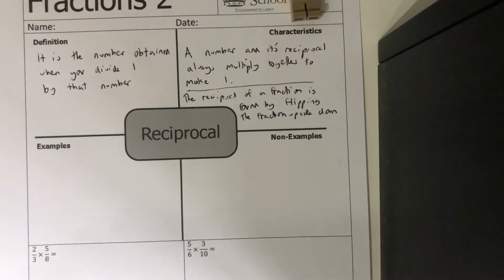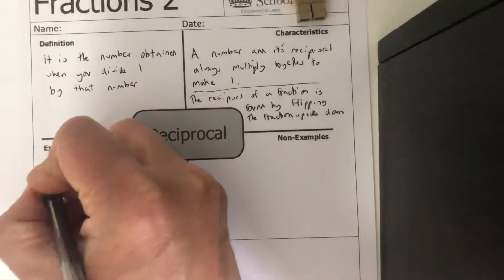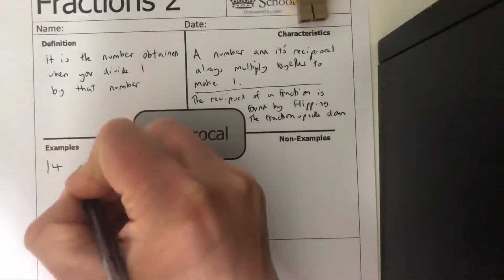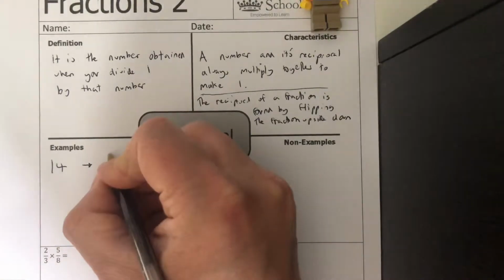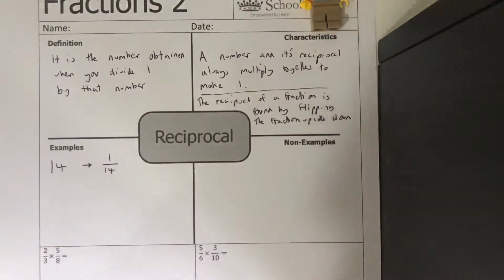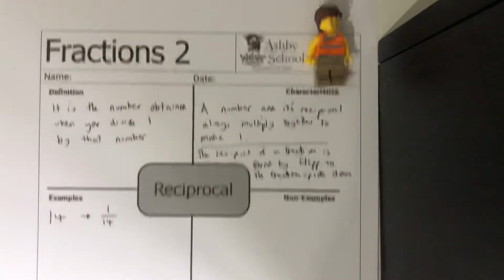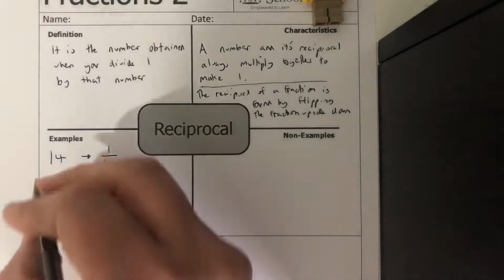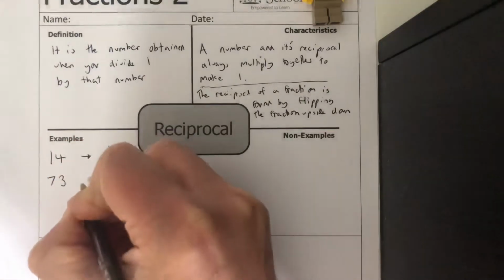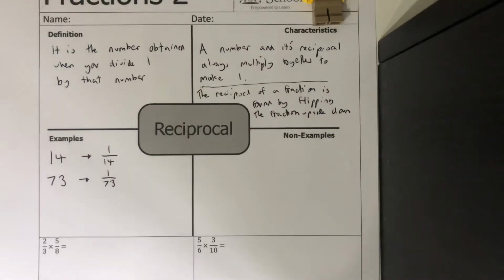So, examples. If we have a number, you can pick any number, it doesn't really make a difference. If we have 14, the reciprocal of 14 is just 1 divided by that number, so this is 1 divided by 14. I would always advise you leave it in terms of a fraction. That's why we call it fractions 2 here, so don't worry about decimals. If you had 73, that would be 1 over 73. Notice I'm not writing equals but an arrow, because it's not the same value.